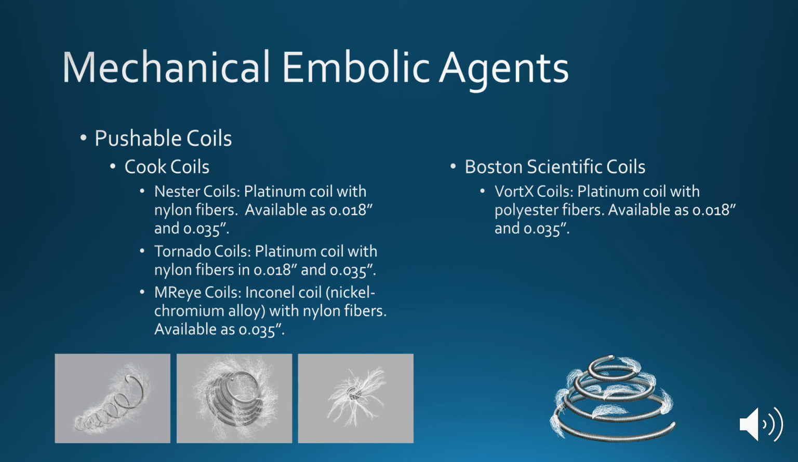When it comes to pushable coils, you're probably using either Cook coils or Boston Scientific coils. The Boston Scientific coils are platinum coils with polyester fibers, and they're available as 018 and 035 coils. Cook has several types of pushable coils, including the Nestor coils, Tornado coils, and the MRI coils. The Nestor and Tornado coils are platinum coils with nylon fibers. The MRI coils are made of a nickel-chromium alloy with nylon fibers, and these are only available as 035 coils.